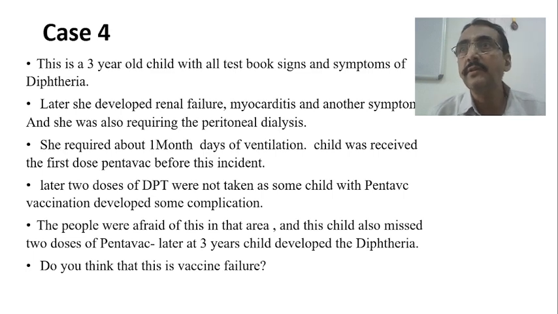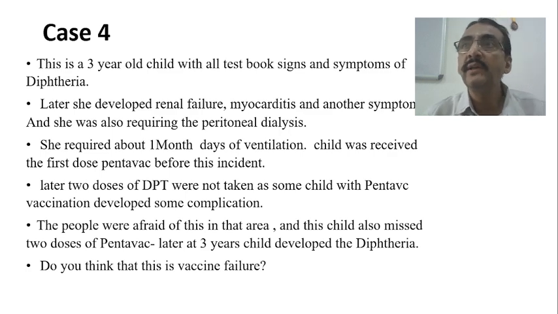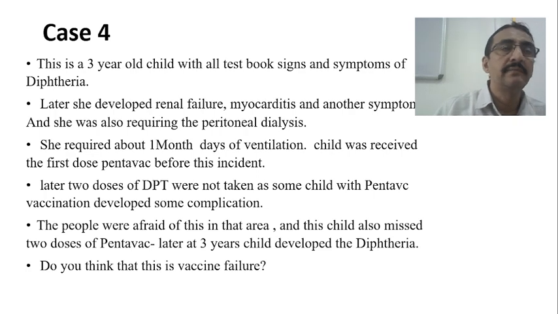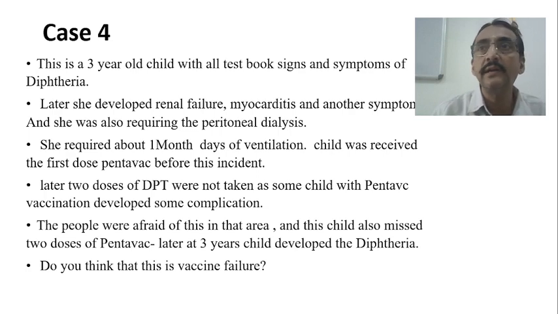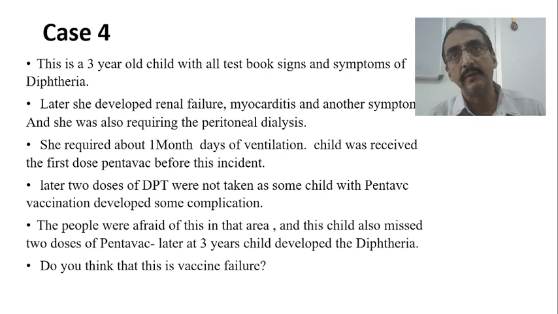But unfortunately, in the 3rd year the child developed diphtheria, and there was renal failure, myocarditis, and ventilation care was given. Now do you think this is a vaccine failure? This is the question. That means the 3 primary doses of Pentavac or DPT were not given. Only 1 dose was given, 2 doses were not. Unfortunately, the child developed diphtheria. Now, can you call it vaccination failure? This is the main question.